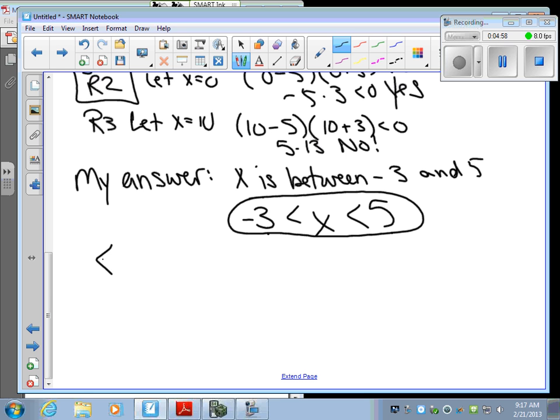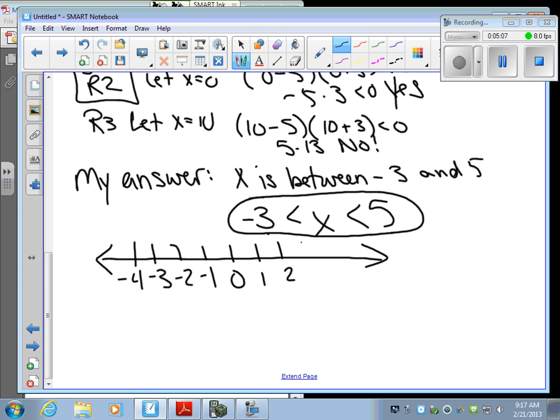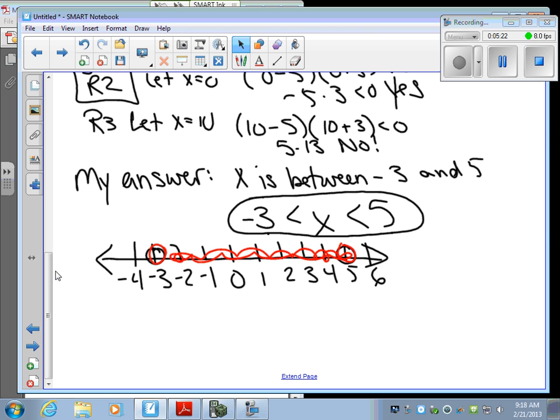How I would draw it on a number line: I would have negative 3 on my number line and 5. And there would be an open circle on 5, an open circle on negative 3, and I would shade everything in between. So any of those numbers would work.